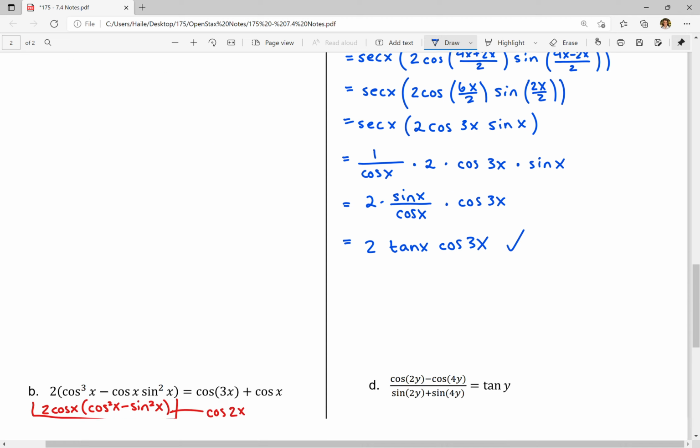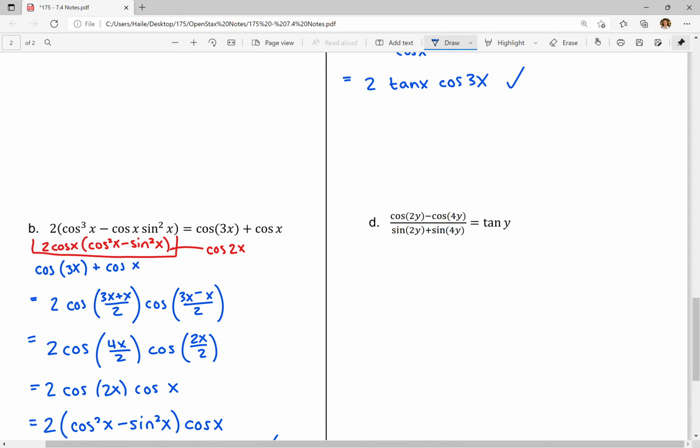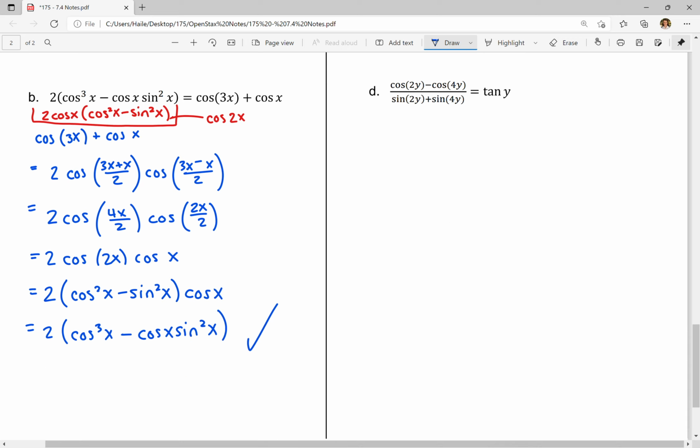So we'll try one more, and this one uses sort of a complicated fraction. That's why I wanted to go through this one. So we have this really complicated fraction on the left: cosine of 2y minus cosine of 4y over sine of 2y plus sine of 4y, and we're saying that this complicated fraction is actually just equal to the tangent of y. So we're going to see that this is true.